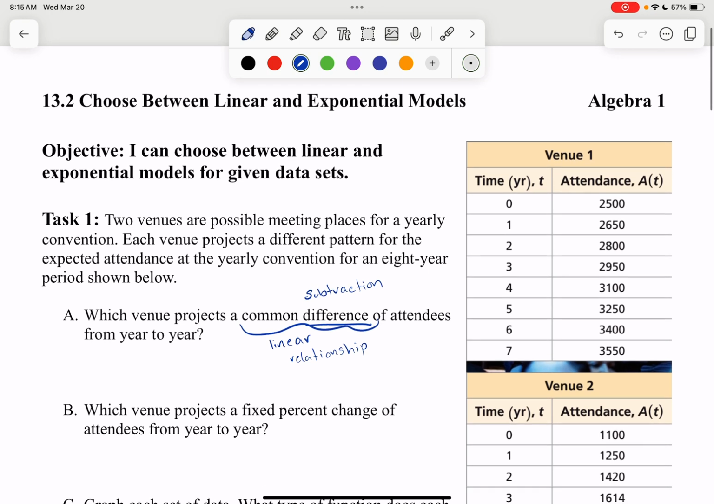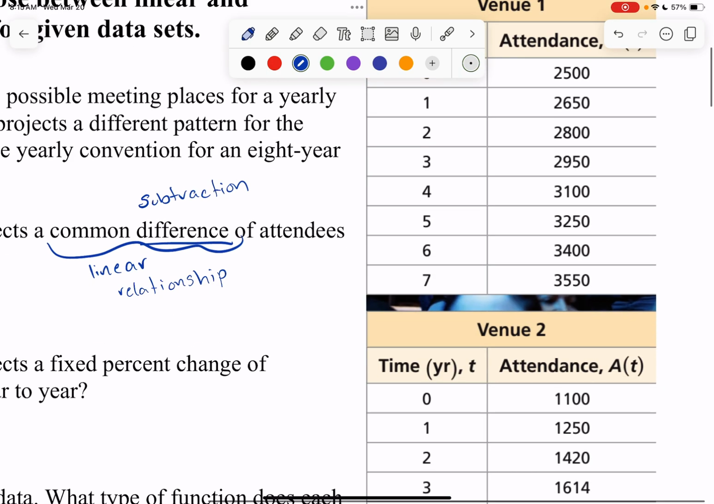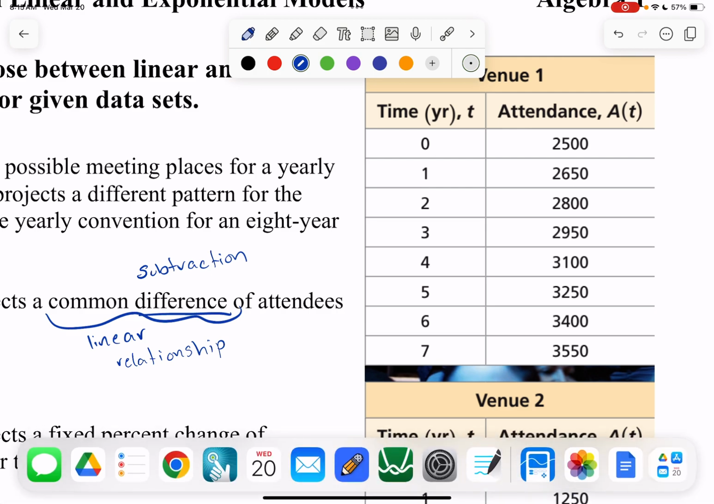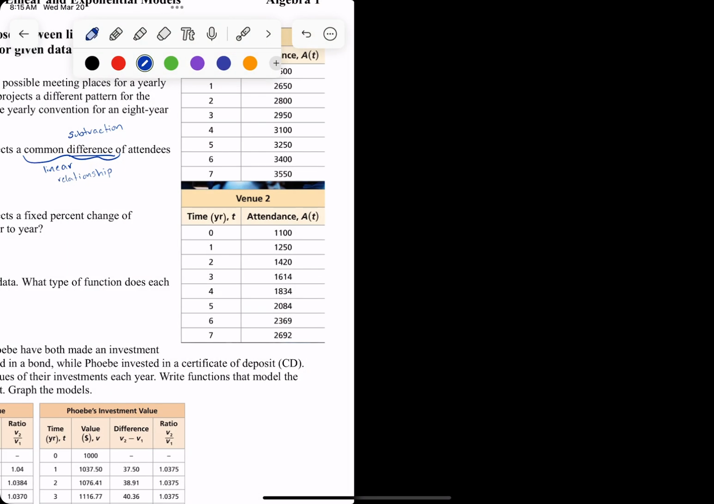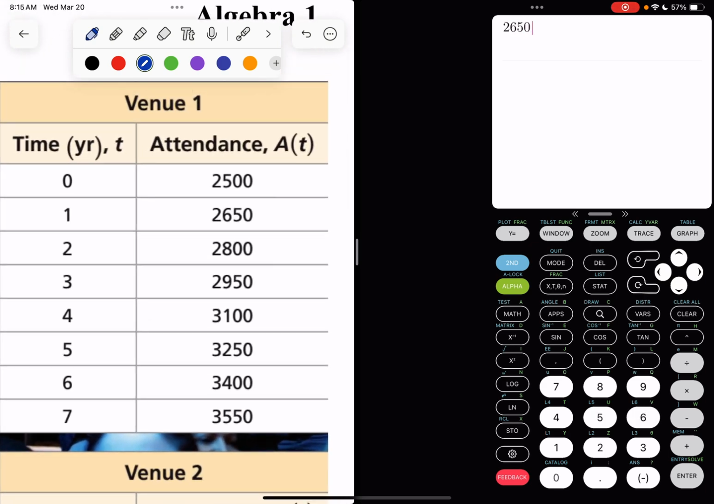So we're going to analyze these two venues. We want to see, do they go up by the same amount each time? So we're going to do some subtracting. If we can grab a calculator, for this first venue, I'm going to take 2650 and subtract the 2500. The difference of that is 150. What about the next one? Is that difference also 150? It is. What about the next one? Yep, and we can keep going.